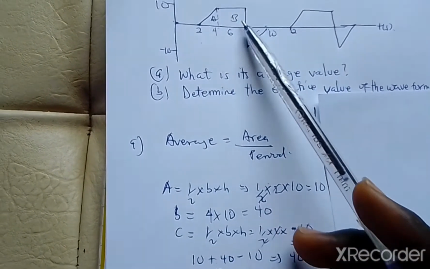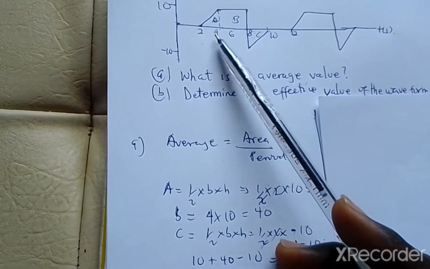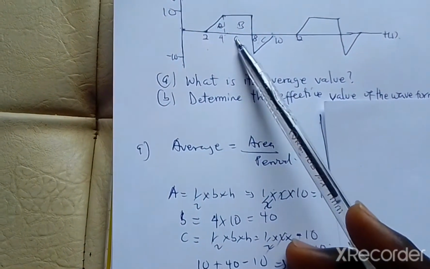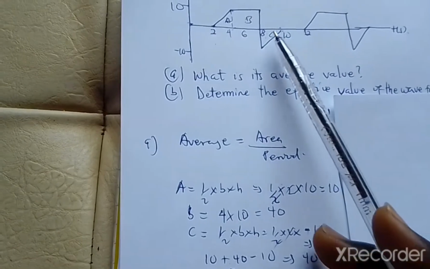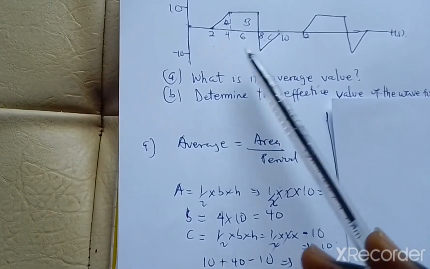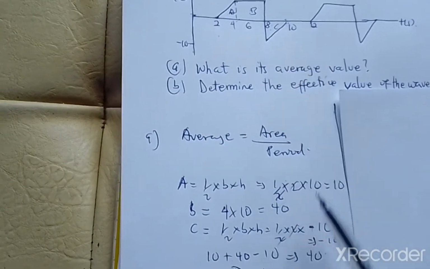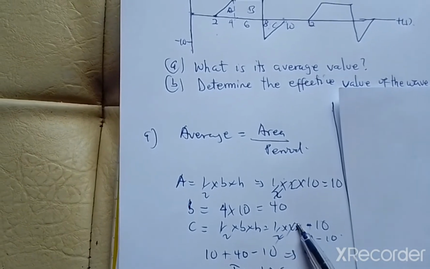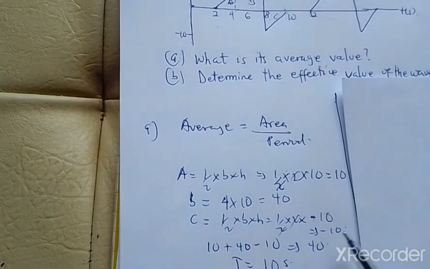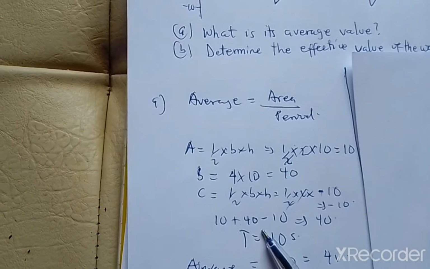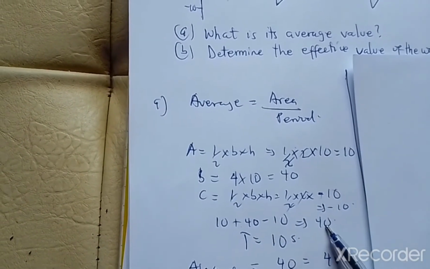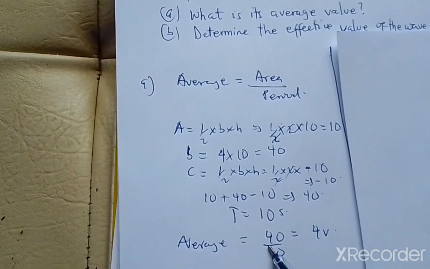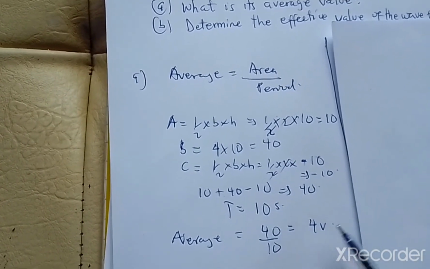For the rectangle part, it is LB. From 4 to 8, we get 4 as a base, and the height is still 10. So we get 4 times 10, 40. For the C part, since it is inverted, our height is now negative 10. So we get negative 10 multiplied by 2, multiplied by half, we get negative 10. We add all our areas and we get 10 plus 40 minus 10, that will give us 40. Our period is 10 seconds. Finally, our average becomes 40 over 10, that is 4 volts.